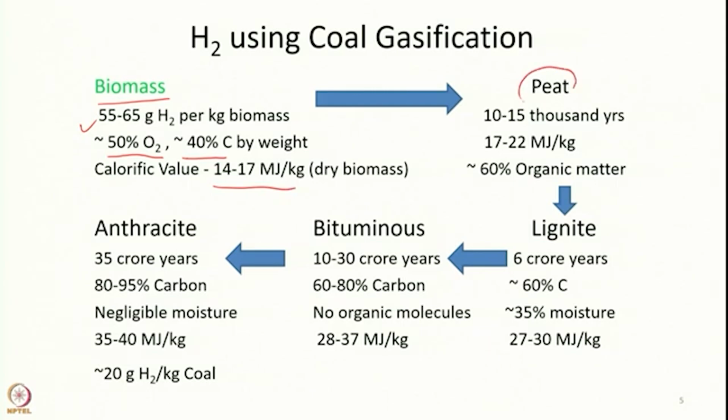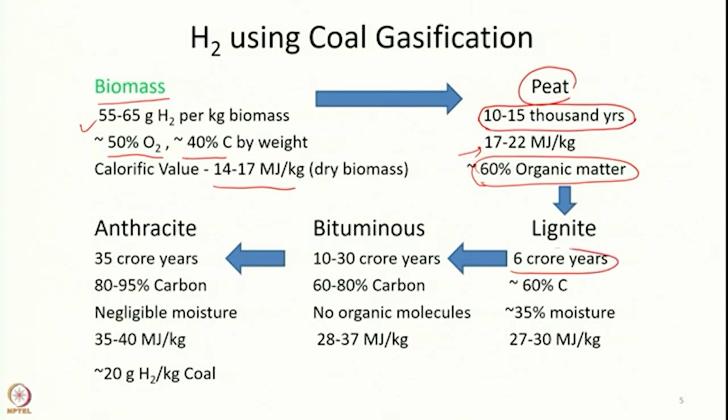Now, when we look into the peat which has come after that, it stayed inside the earth crust for around 10 to 15,000 years. It is a long period, but still you have some 60% of organic matter left. So you can see how slow the process of coal formation from the biomass is. Still after 10 to 15,000 years 60% organic mass is there, and there is a very small increment in the calorific value.